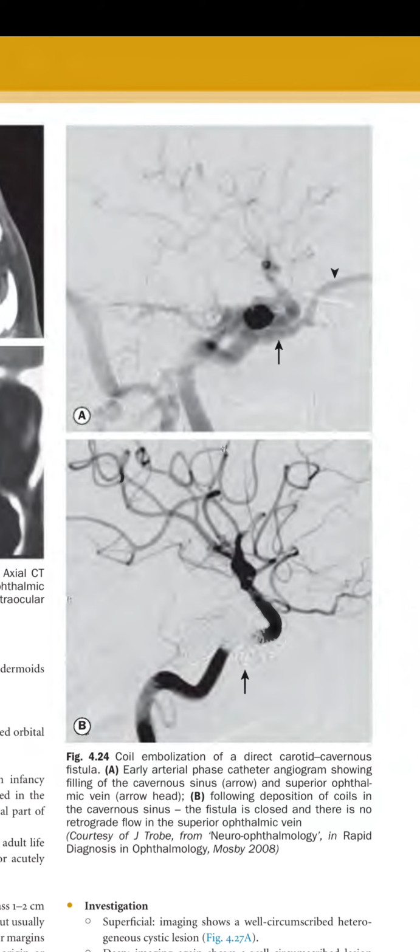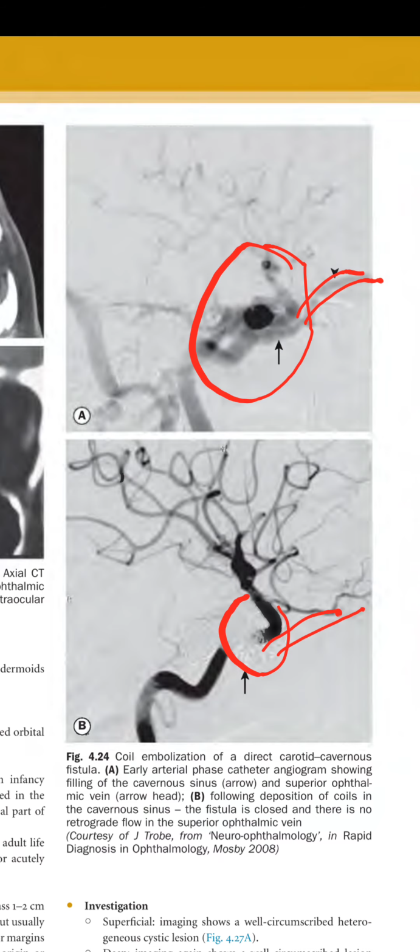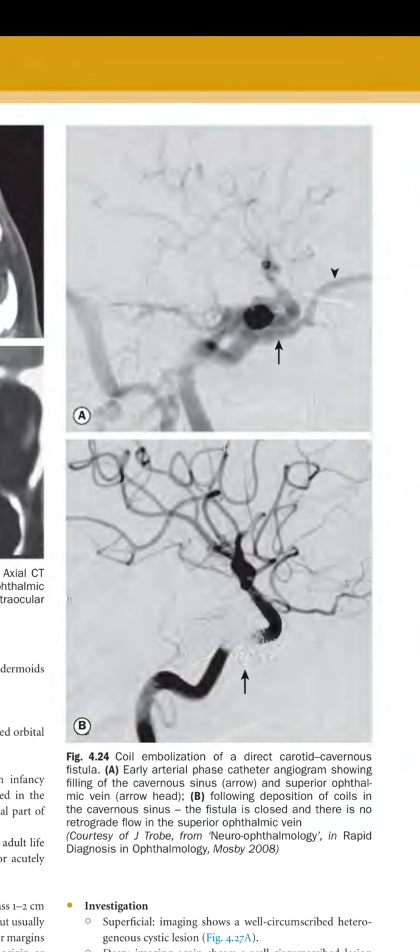So you can see here that in the early arterial phase, the cavernous sinus is filling, as well as the superior ophthalmic vein. After placing the coil, the fistula is closed and there is no retrograde flow in the superior ophthalmic vein.